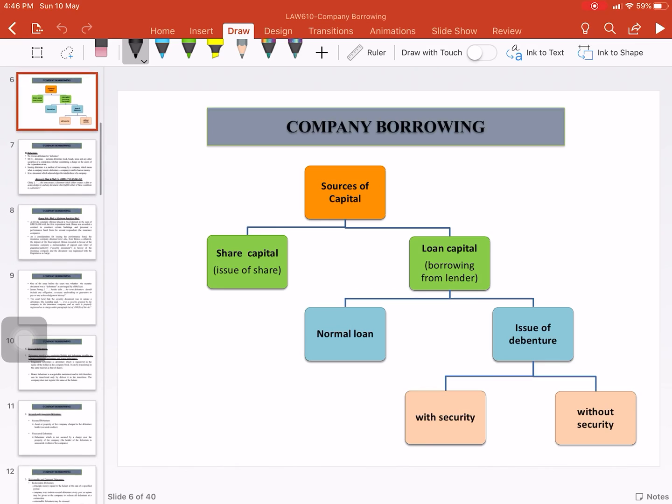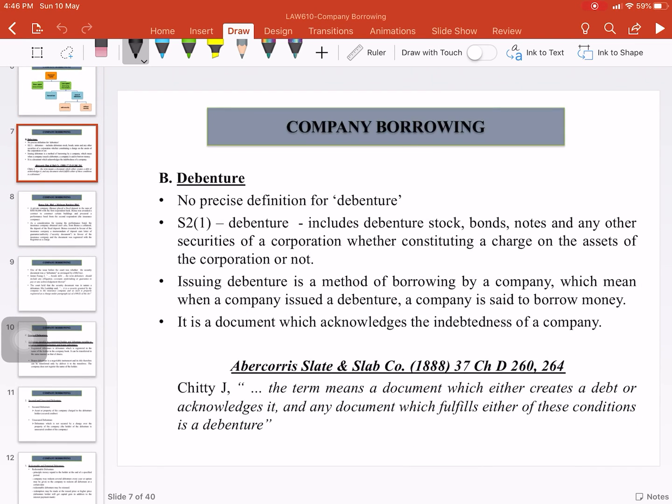Now, before we move on, again, like I said, what is a debenture? There is no precise definition for debenture. Section 2, subsection 1 defines debenture to include debenture stock, bonds, notes, or any other securities of a corporation, whether constituting a charge or not. Okay, but that doesn't really tell what a debenture is. Now, if you look in the dictionary, they only talk about a company borrowing from someone, and that borrowing is actually jotted down in a document. So basically, a debenture is a document showing the debts of the company to somebody.